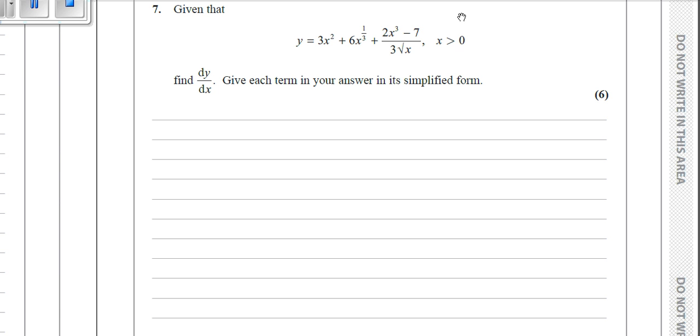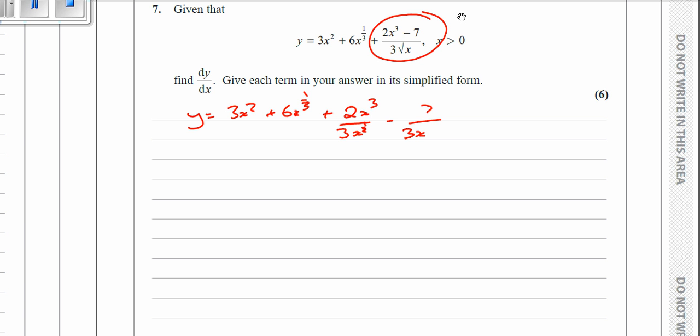The next topic is one of the key topics in C1, and it's differentiation. But before we can differentiate, we've got to sort out this mess here. So if we write it as 3x squared plus 6x to the power of a third, and then we rewrite this, plus 2x cubed over 3, instead of writing square root of x, we write x to the power of a half, minus 7 over 3 x to the power of a half.